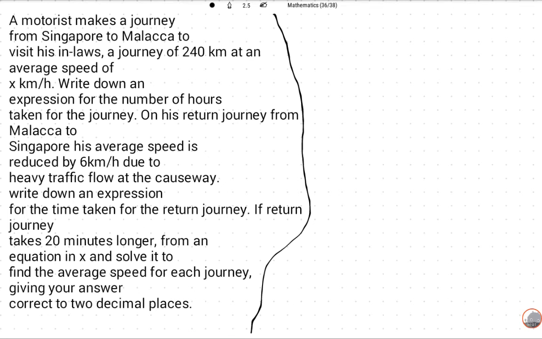We will discuss how to solve this question, find out the strategies, and try to solve in the correct way. So let's read this question. A motorist makes a journey from Singapore to Malacca to visit his in-laws. Okay, so the first journey is Singapore to Malacca.